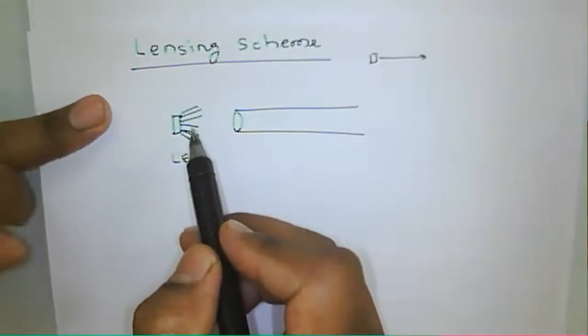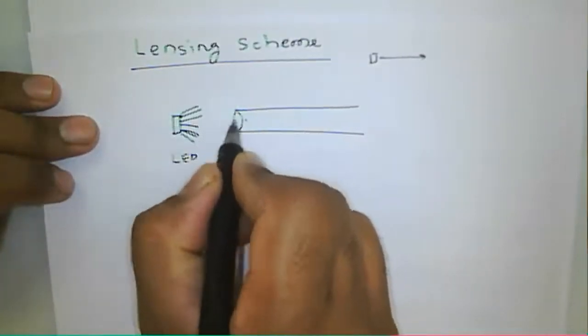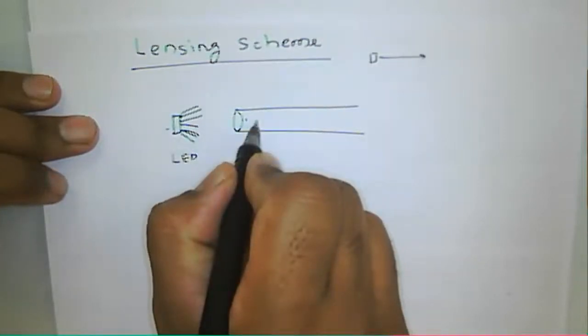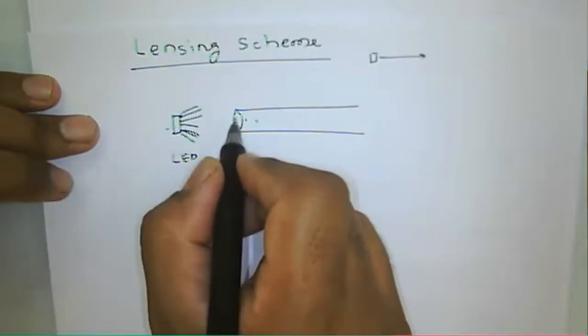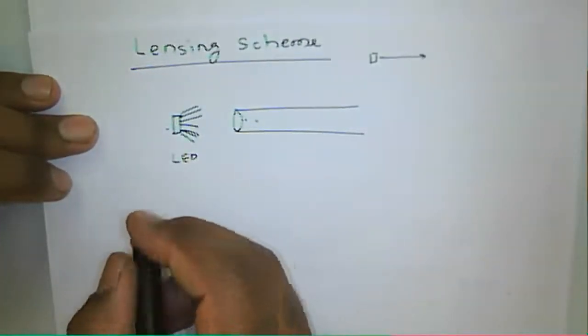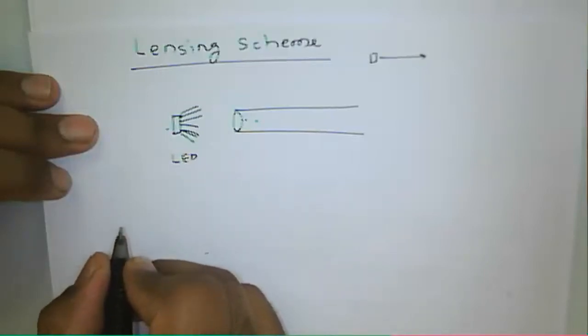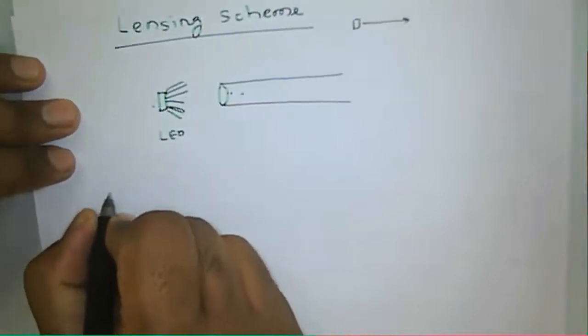So for that purpose, from the source to the fiber, what are the various schemes used to couple the power inside the optical fiber? A few examples of lensing schemes we'll learn here.